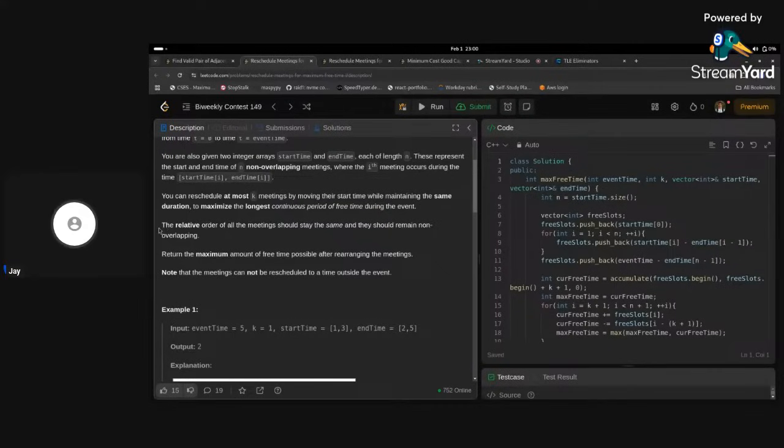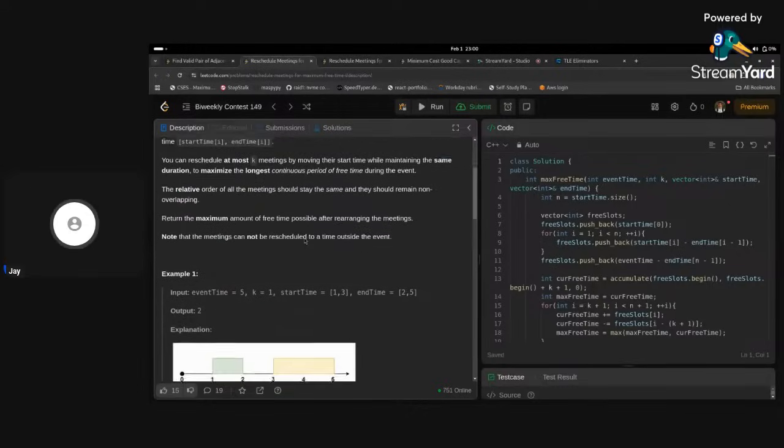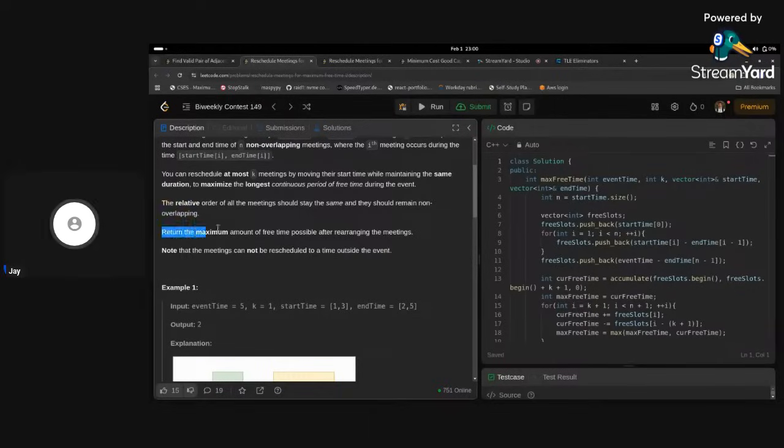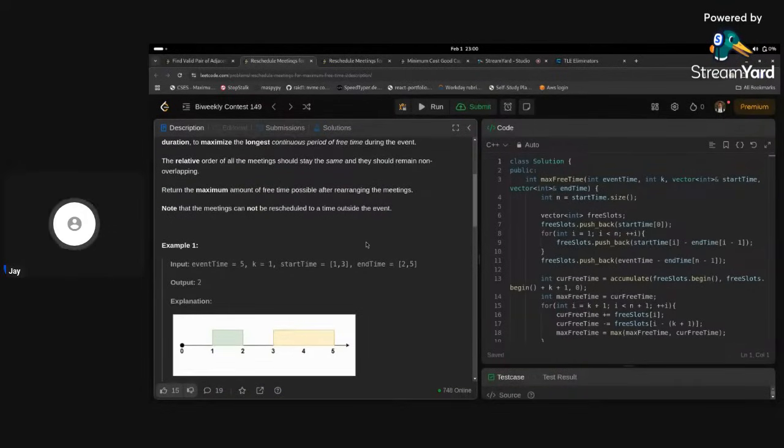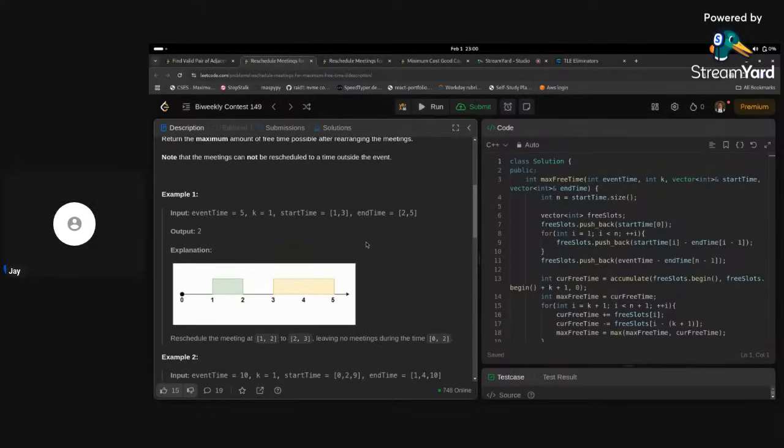Also, in this question, like in B, the relative order of all meetings should stay the same. We'll look at what this means when we go over the examples. At the end we had to return the maximum free time possible after rearranging the meetings. Free time was basically time where there was no meeting occurring. Now let's look at the example.